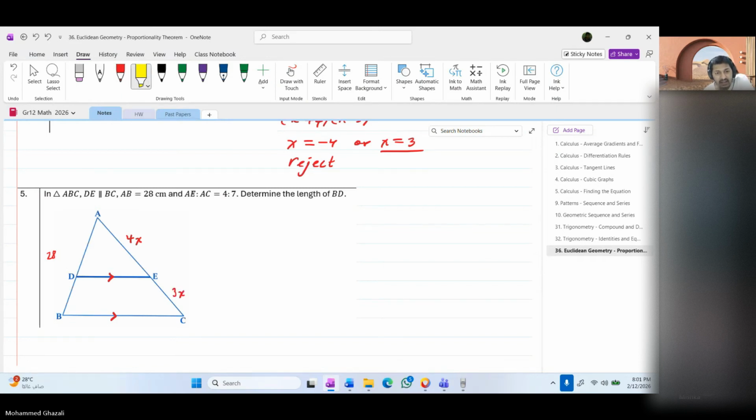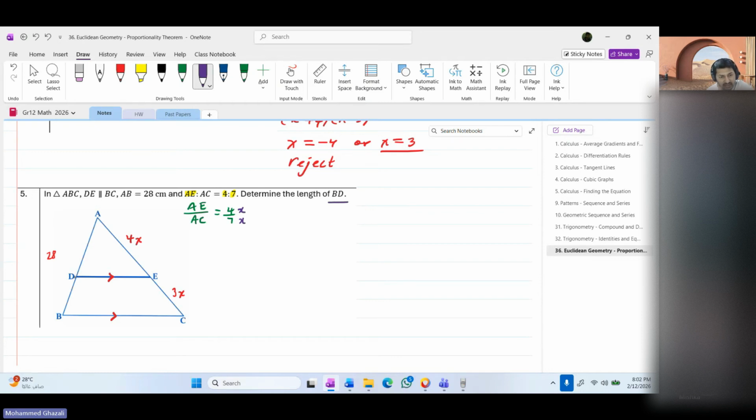Remember, they said AE is 4x, and AC is 7x. The entire thing is 7x. So obviously 4x plus 3x will give you 7x, right? So 4 is to 7 means 4x is to 3x. Determine the length of BD. Now remember, the same ratio can also be given like this. AE over AC is 4 over 7, so AE is 4x to 7x. But we want the length of BD.